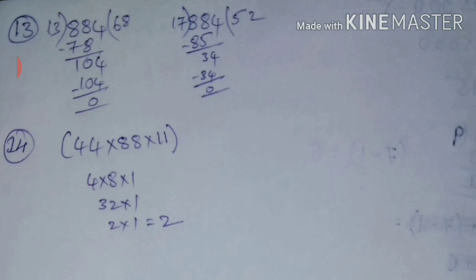What is the units digit in the given number? 44 into 88 into 21. So 8 into 4 into 1. So 4 8s are 32, 32 into 1, 2 into 1, 2. Okay.